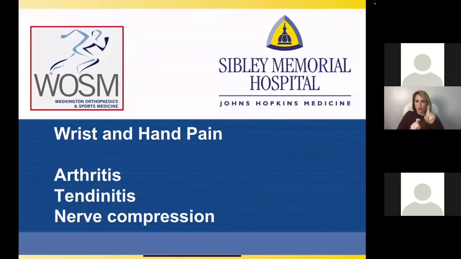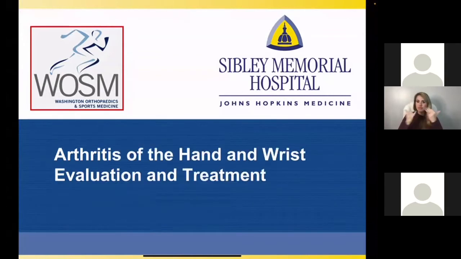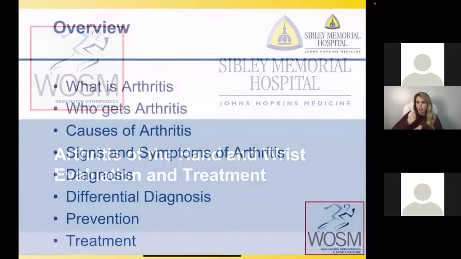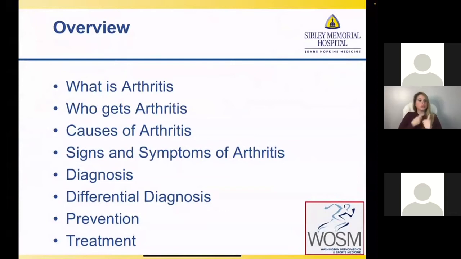So with that, I'm going to get started. I'm going to talk about arthritis of the hand and wrist and the evaluation and treatment. So I'm going to talk about what is arthritis, who gets arthritis, what are the causes of arthritis, what are the signs and symptoms of arthritis, how do we make the diagnosis, what are some of the other things that cause arthritis, what can we do to prevent arthritis, and then how do we treat arthritis.